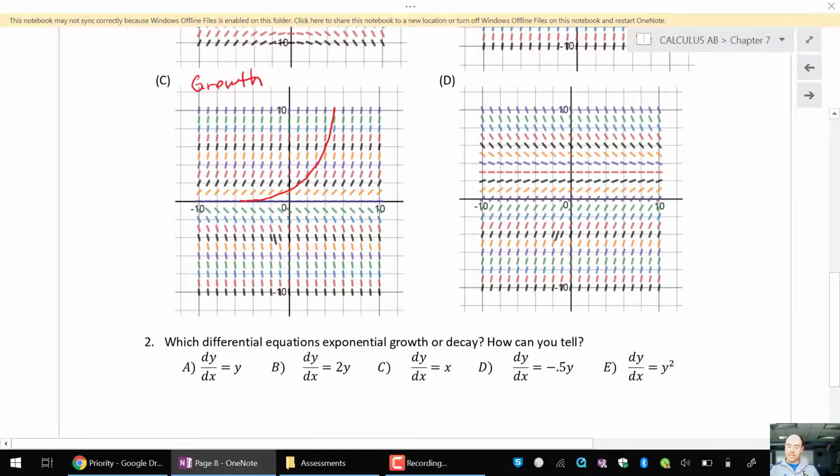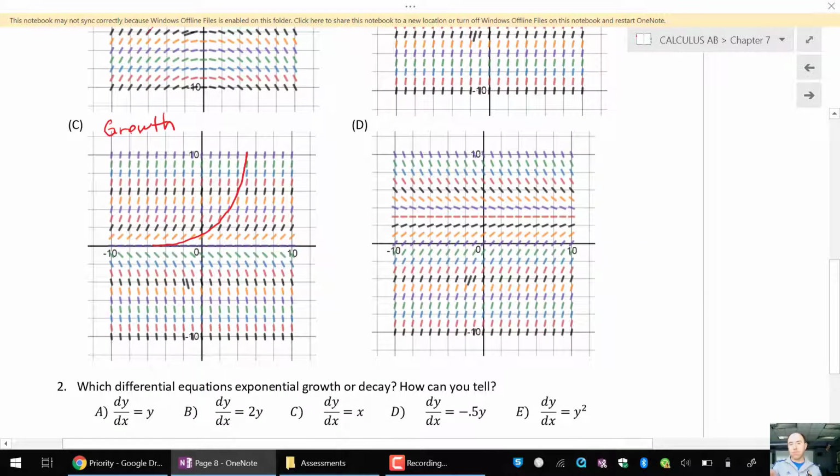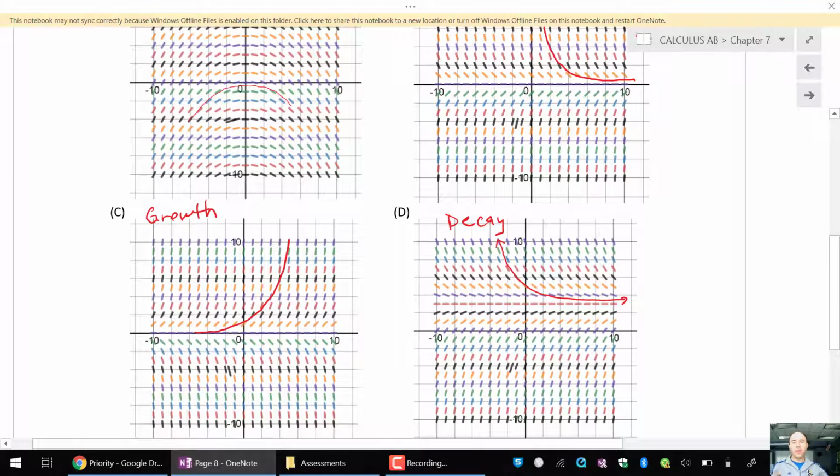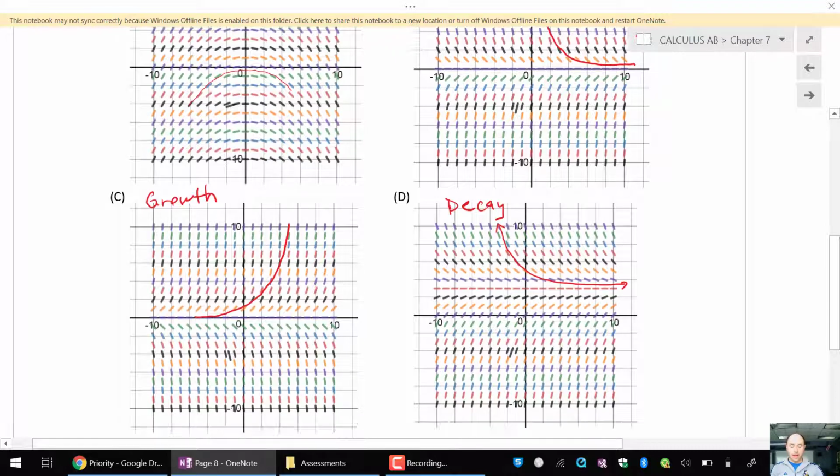And then finally, letter D, there is a horizontal asymptote just bumped off of the x-axis right there, and it looks like I have, again, exponential decay as I fall down to the asymptote. So I'll label that 4th slope field as exponential decay. So look within the pattern of all of the slopes and see if you can match one of the functions to them.